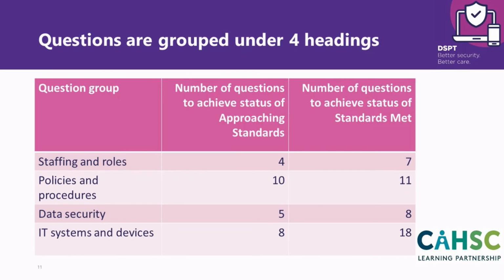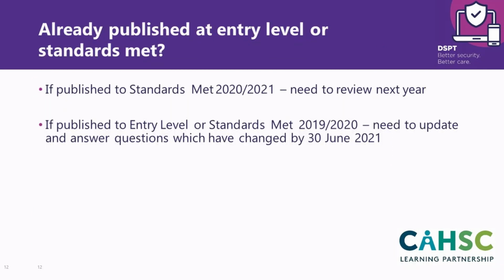So you can see here which questions you have to answer to reach approaching standards. So that's those mandatory questions, and how many questions you'd have to answer to get to standards met. If you've already published at entry level or standards met in 2019, 2020, what you'll have to do is log in and update and answer any questions which have changed for 2020-21, and try and do this by the deadline of the 30th of June. If you're really ahead and you've already published to approaching standards or standards met for this year, then that's fine, you're all done, fantastic, and you'll just need to review that within the next year.